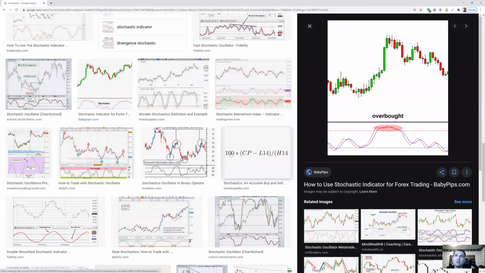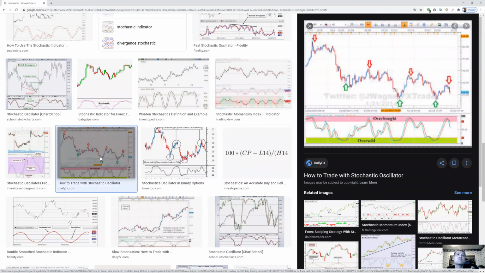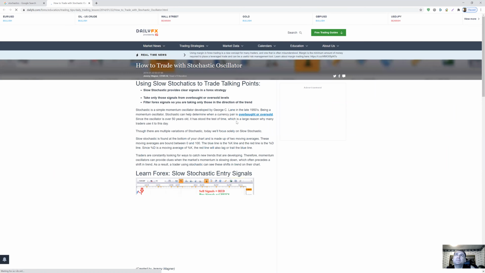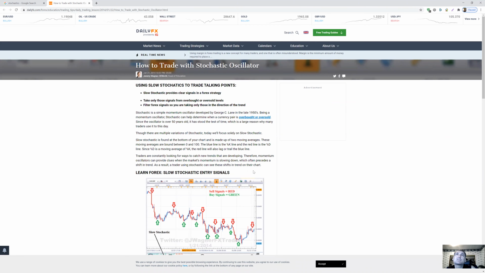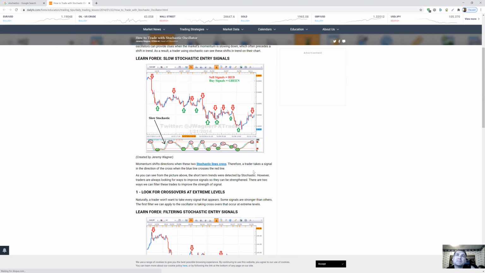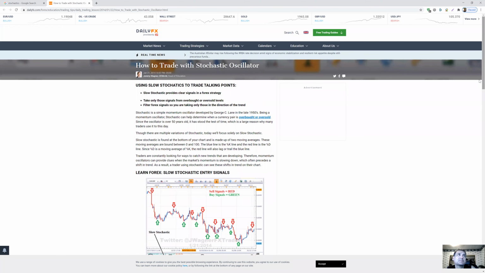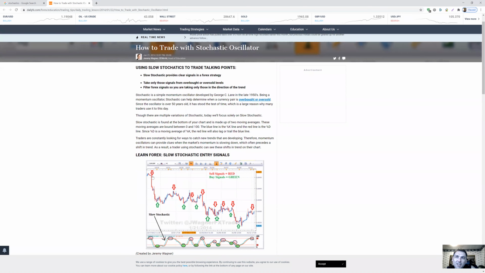Let's see anything else here. Using slow stochastics. Here's another one right here. This chart. See this huge drop? Then we bounce. See this? When it bounced, there's a small bounce. Stochastics didn't move that much, and it came back lower.